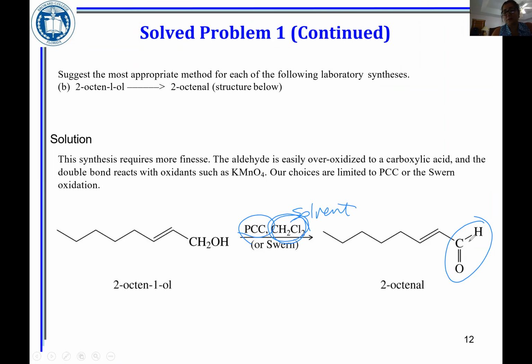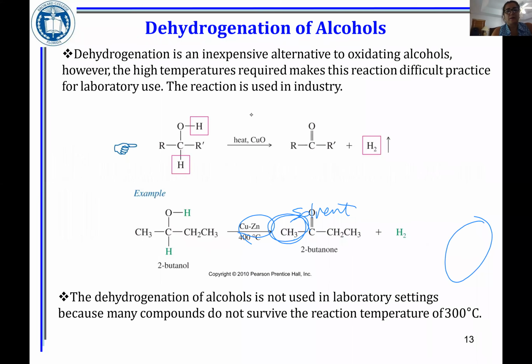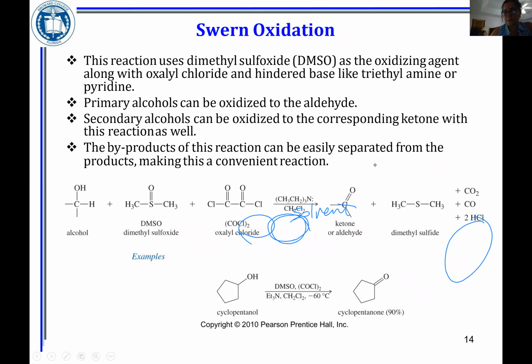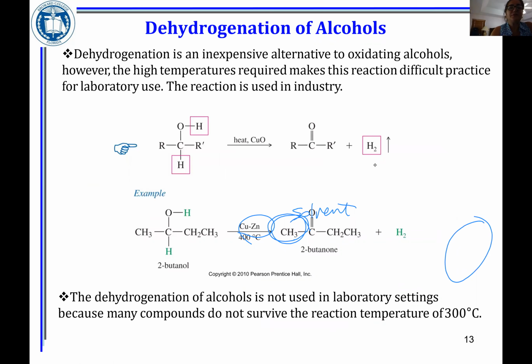Because if you want to stay in the aldehyde stage, we cannot use sodium dichromate. We cannot use hot permanganate. There's just a difference in what needs to be used, what could be used. The CuO, copper(II) oxide with the heat, this is the industrial method of dehydrogenation as well. Since the hydrogen gas is being released, that's what makes a difference.